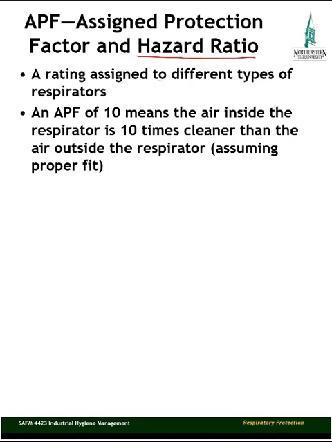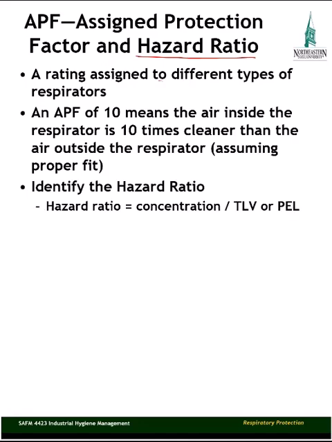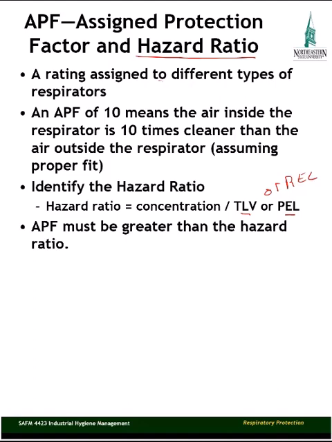Along with the APF, we need to identify the hazard ratio. The hazard ratio is the concentration in the workspace divided by the TLV, PEL, or REL. Let me go ahead and put that in there. Again, you take your concentration, you've done some sampling, you know what your concentration is. You take that, divide it by whichever threshold limit you're using, exposure limit you're using, the TLV, the PEL, or the REL. The APF of your respirator must be greater than the hazard ratio that you calculate.